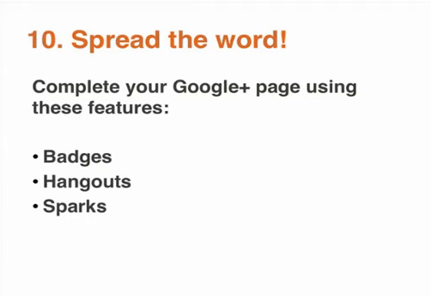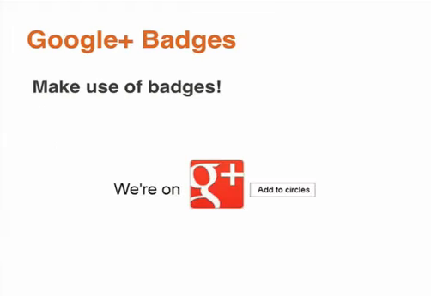So let's say that you're very interested in entrepreneurship. You can put in entrepreneurship in your sparks, and what Google is going to do is share with you all the content that it's finding related to entrepreneurship out there on the web, and then that makes it very easy for you to find pieces of content to share with other people. Okay, so these are three very good ways to spread the word about Google+.